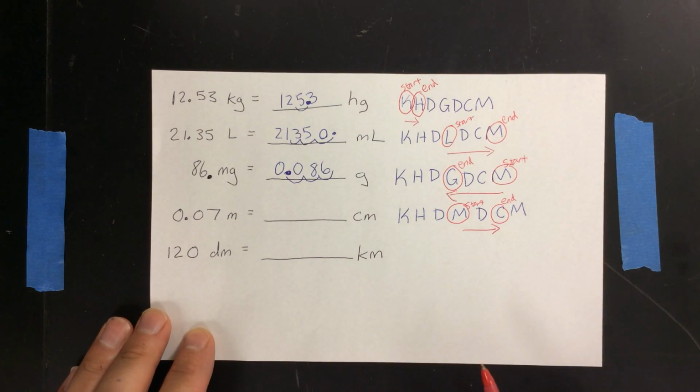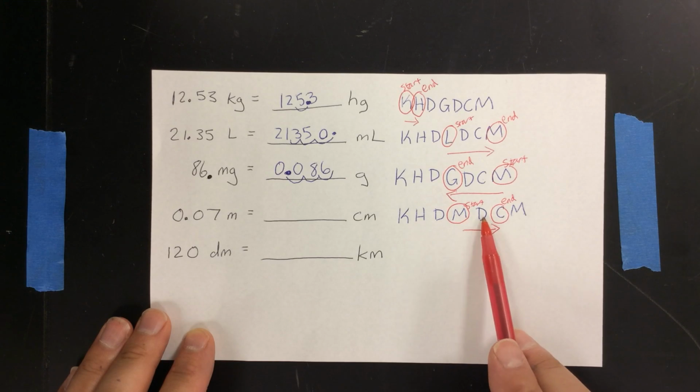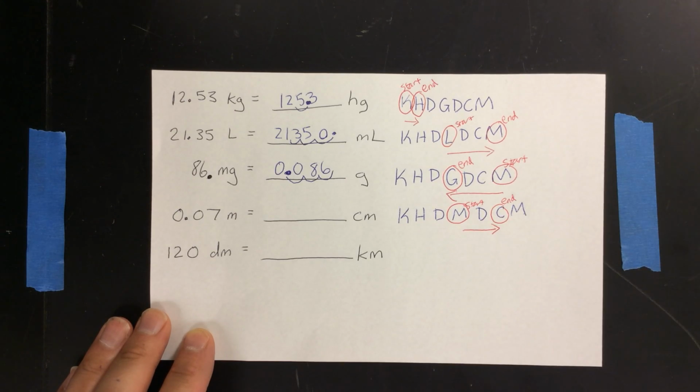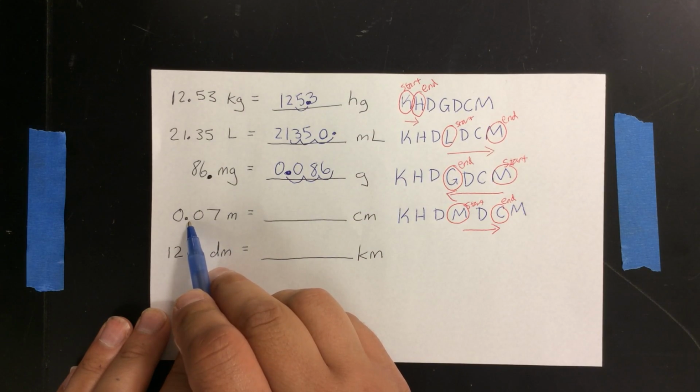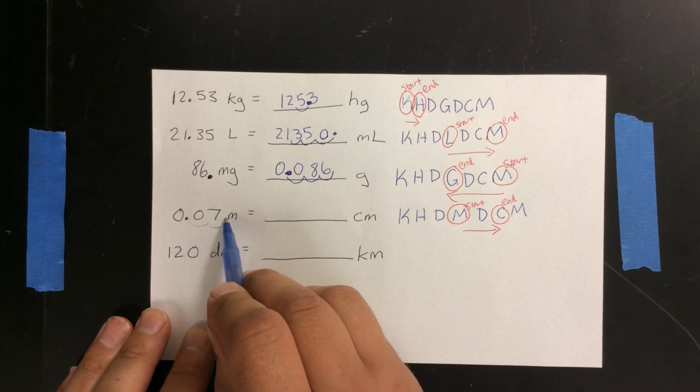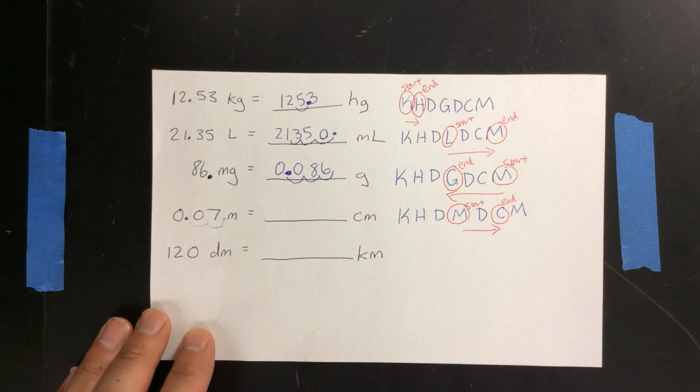So that means we're going to have to move our decimal point 1, 2 spots to the right. So when I do that, I just want to show you, we would move the decimal 1, 2, which would leave it right after the 7.